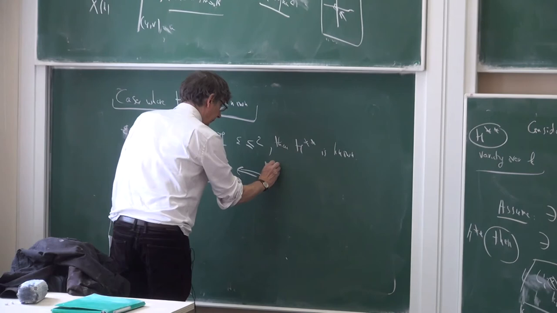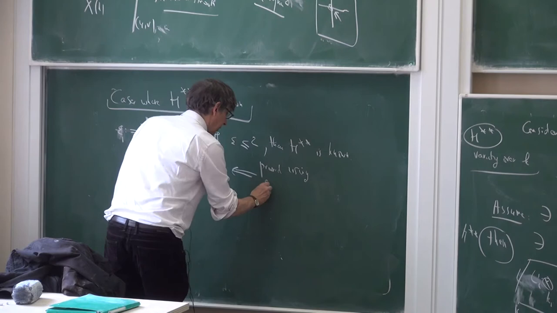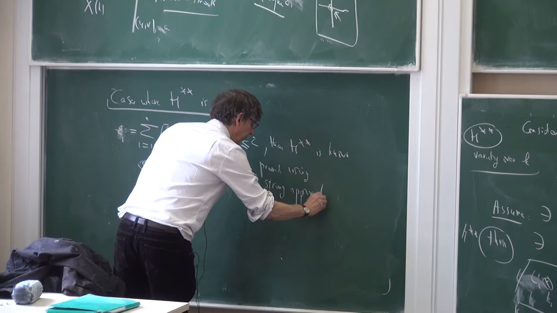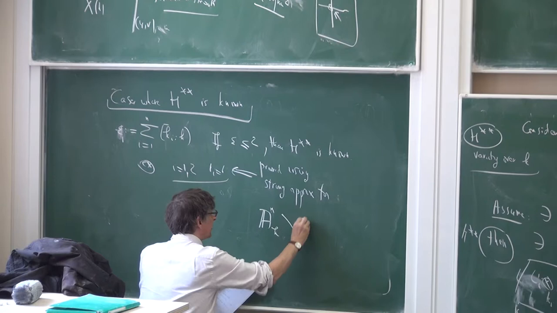using strong approximation for what? For affine space A^n over K minus a closed set F of codimension at least 2.